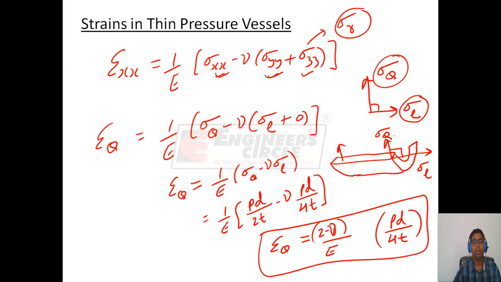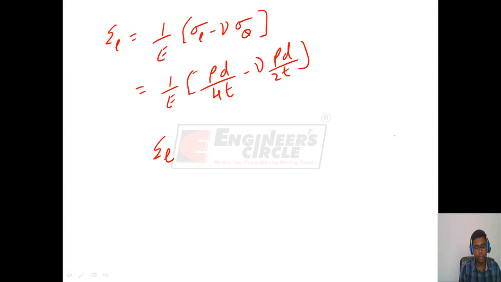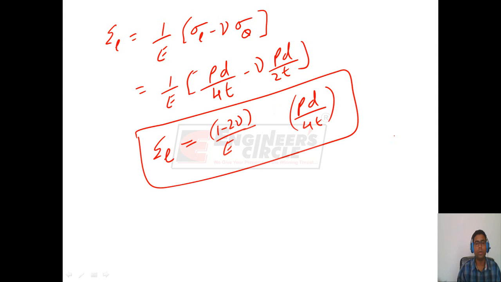Now similarly we can find the longitudinal strain epsilon L. Epsilon L will be given by 1 upon E into sigma L minus mu times sigma theta, because theta is perpendicular to L. So putting the values, we found longitudinal stress as PD by 4T and hoop stress sigma theta as PD by 2T. Therefore we get longitudinal strain as 1 upon E, again PD by 4T can be taken out. Therefore we will get this as 1 minus 2 mu. So this is the longitudinal strain.